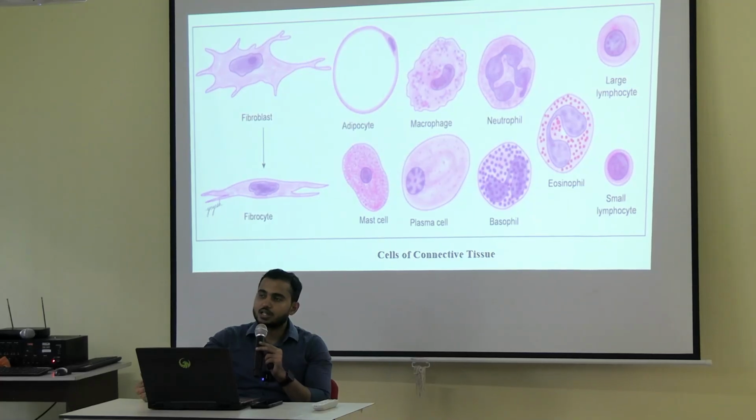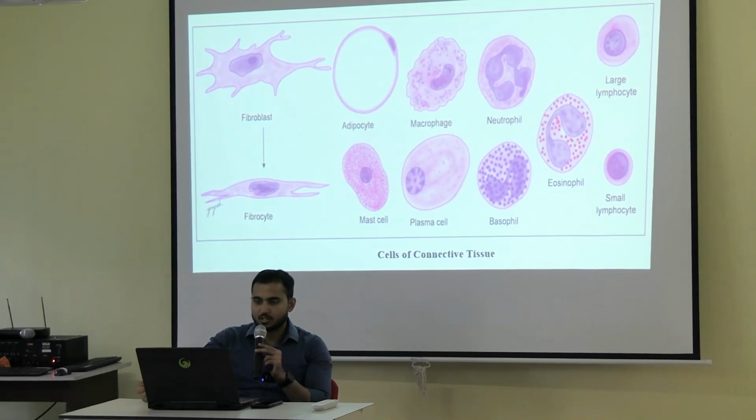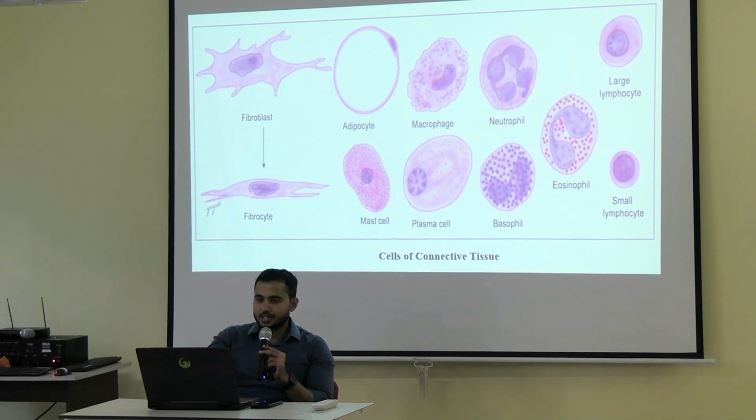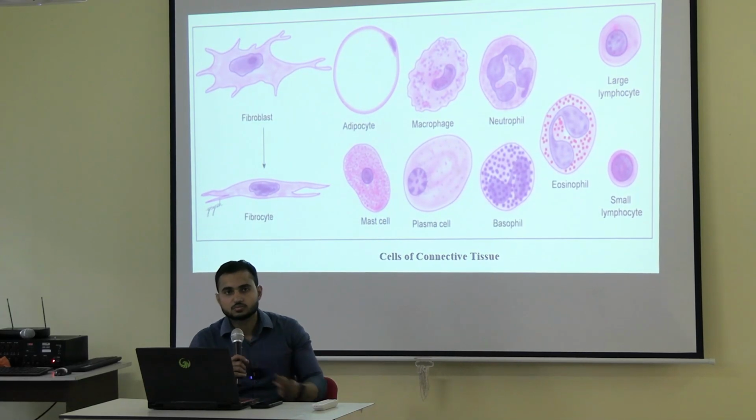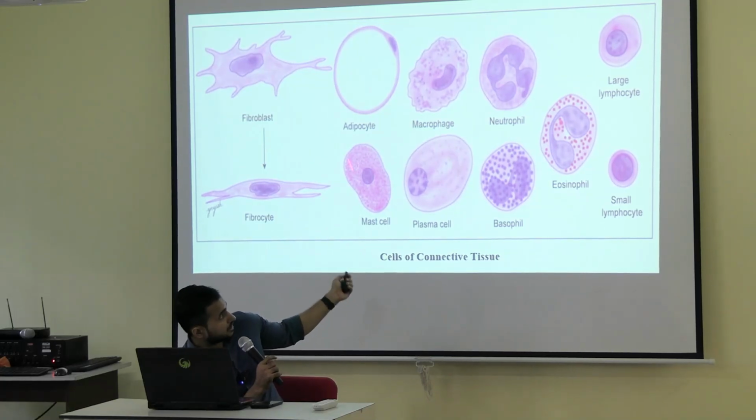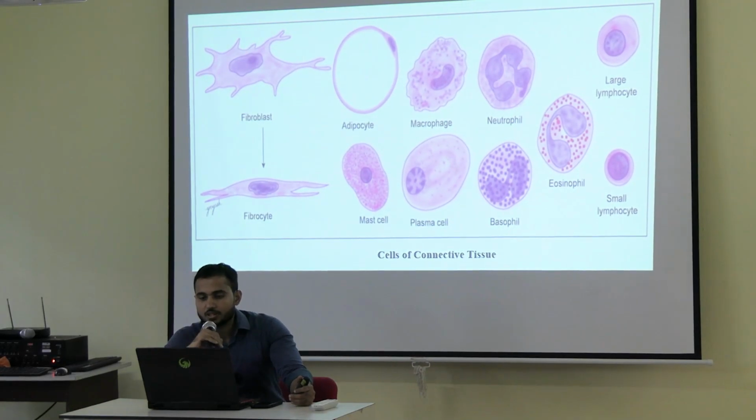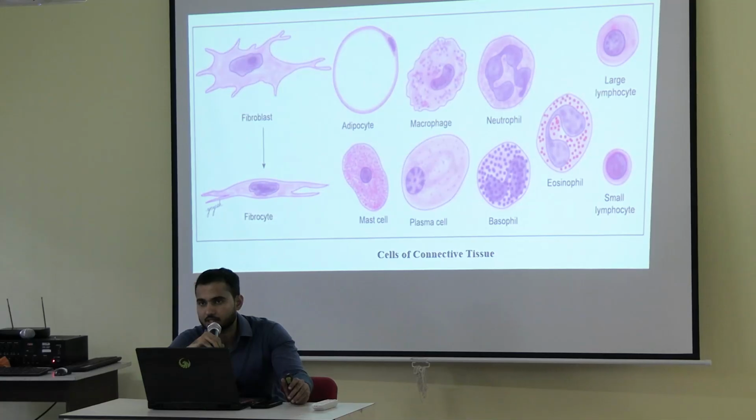That means under high magnification in H&E stain you can see the cells like this. So which is the most abundant cell present in the connective tissue? That is the fibroblast. Fibroblast is the most abundant cell present in the connective tissue.